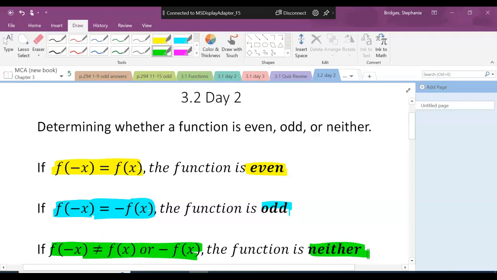So again, if you plug in negative x and you get exactly what you started with, it's even. If you plug in negative x and all of your signs have changed, it's odd. And if you plug in negative x and it's not the same or all the signs haven't changed, then it's neither. Negative x is what we're plugging in every time. Everybody ready? Okay.